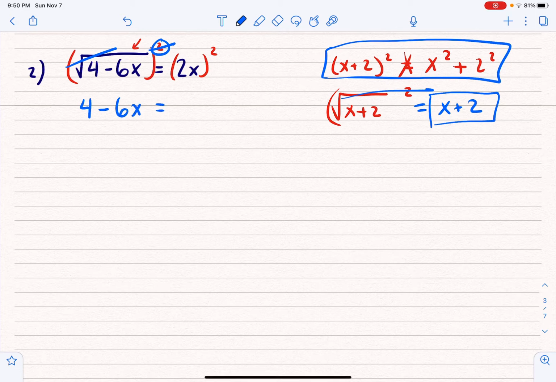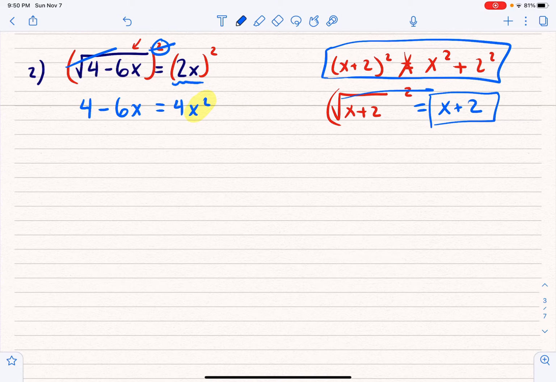On this side, I have to square both parts. So 2 squared is 4 and x squared is x squared. Now, the radical's gone. I've got a second power, so I've got a quadratic. So again, like always, I'm going to push everything to one side.